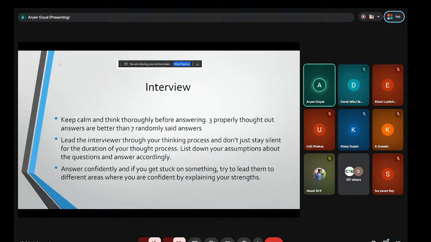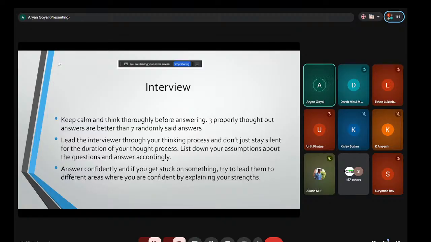Next, about interviews. In interviews, don't just keep blabbering in an attempt to answer more questions because you think more questions answered would be good. Think properly and answer each question properly. I would genuinely say 3 properly thought-out answers are better than 7 small answers you said just to move on to the next question. But don't just say that you are thinking and not speak anything during this process.